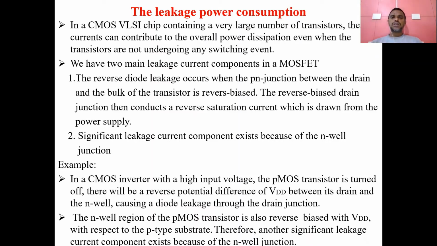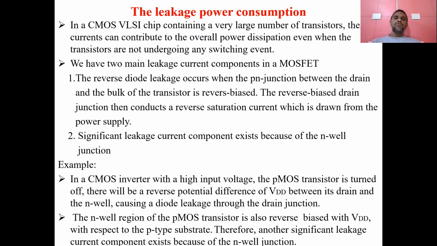Switching event means an on and off condition, on to off and off to on transitions. Even though they are not going through those conditions, there will be power consumption in each transistor. That power consumption we also consider in the total power consumption.